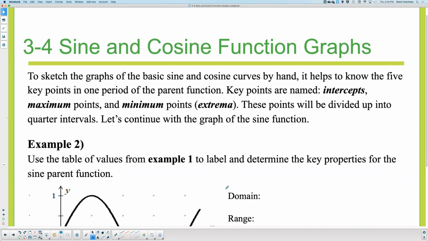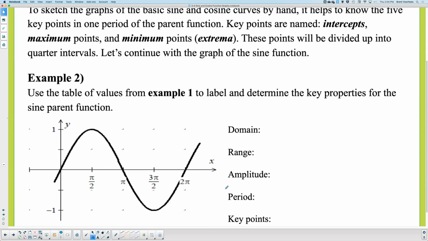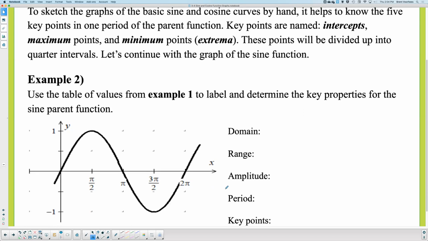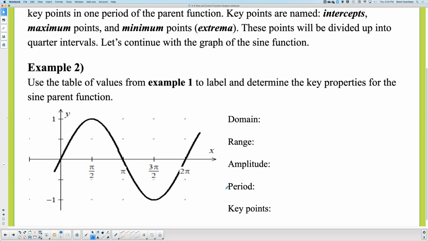To sketch the graphs of basic sine and cosine curves by hand, it says it helps to know the 5 key points. Did I go too fast? No, okay. The 5 key points. What are the 5 key points? I'm going to label them here for you. There are 5 key points. The first one, no, I'm sorry, I'm going out of order. The first is intercepts. Intercepts means x or y intercepts.